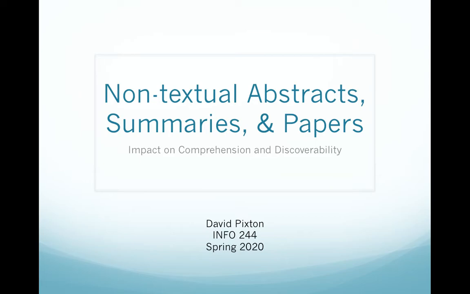So, what is a non-textual abstract, summary, or paper? Well, these are graphical or video images that convey research concepts and results in an easily digestible manner. There are a few different types of these images, including visual abstracts, central illustrations, visual storytelling, and graphical papers.